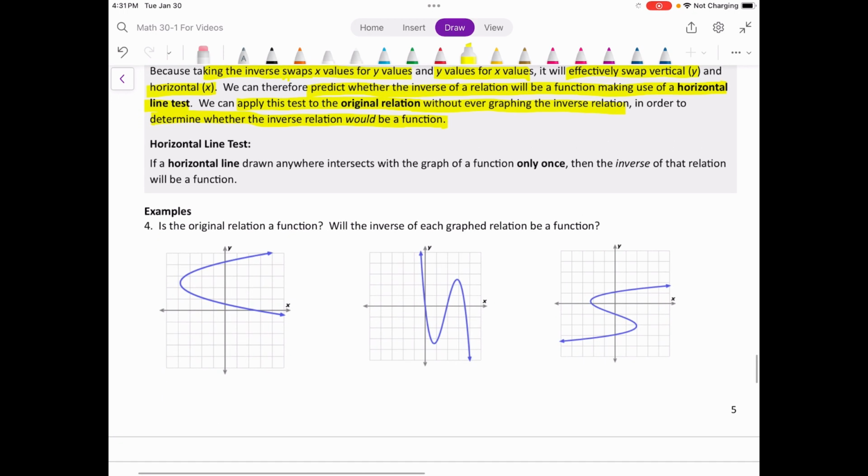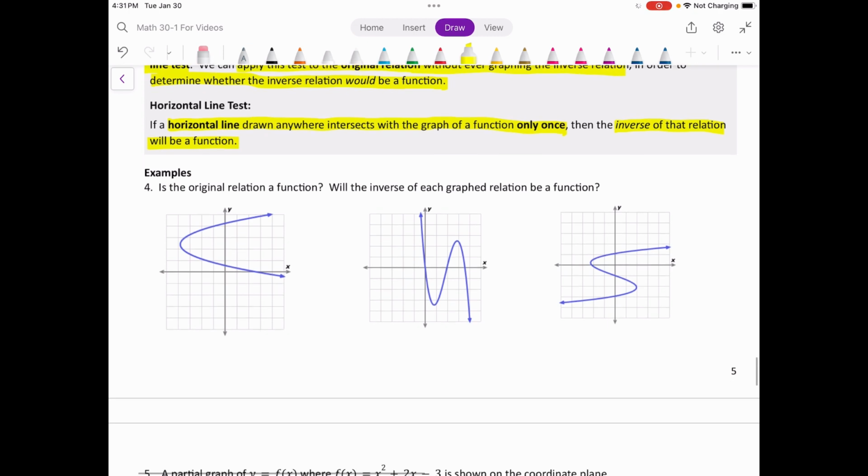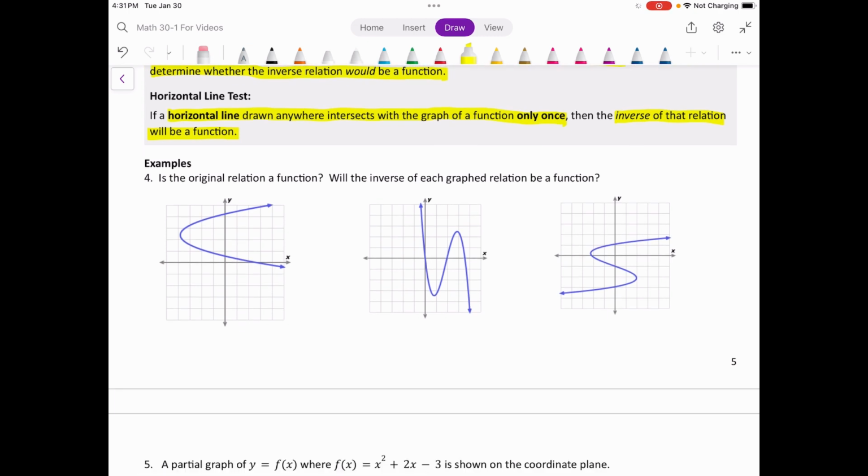So that's the horizontal line test, right? If a horizontal line drawn anywhere intersects with the graph of a function only once, or once at most, then the inverse of that relation will be a function, okay? So for this example here, is the original relation a function? And then will the inverse be a function?